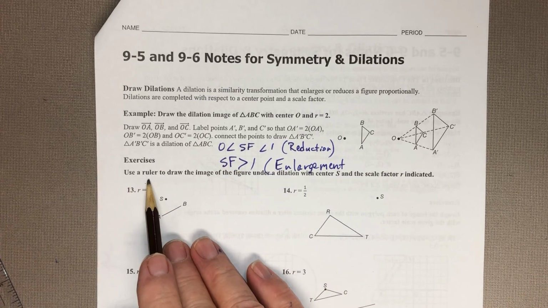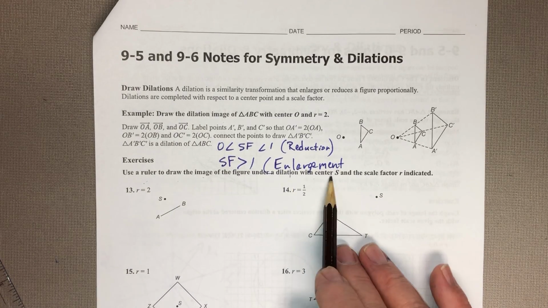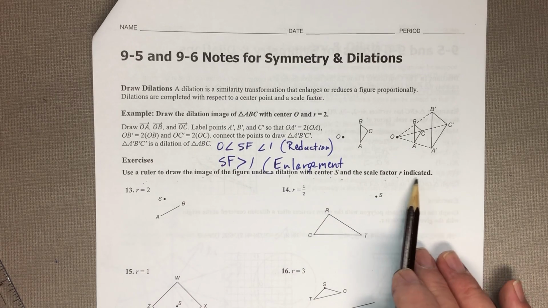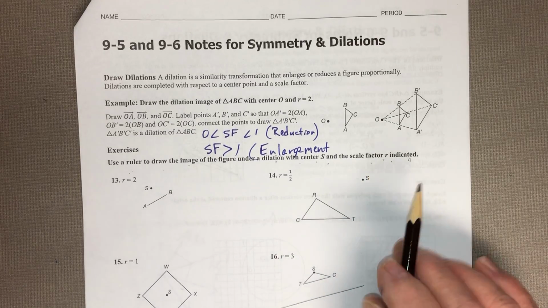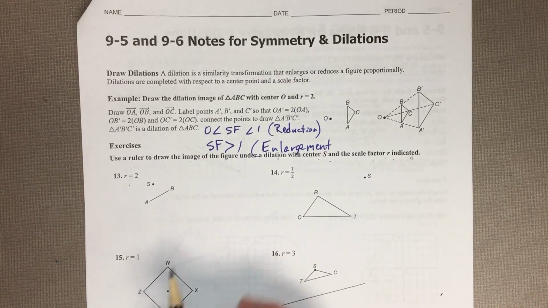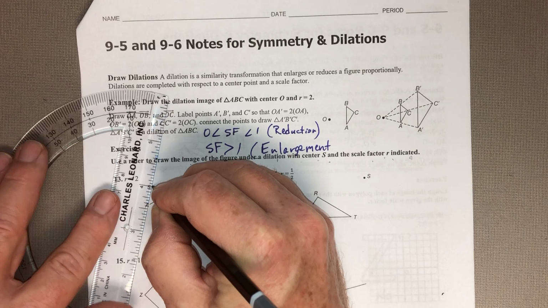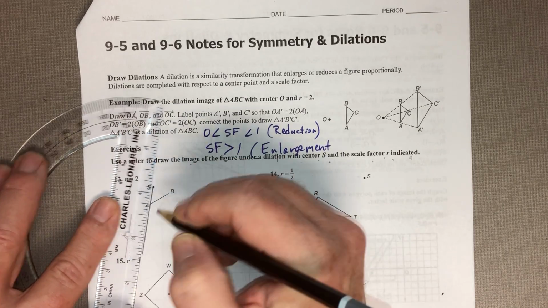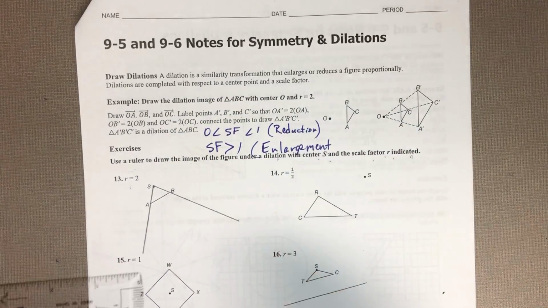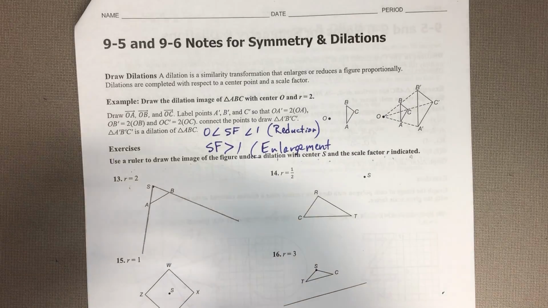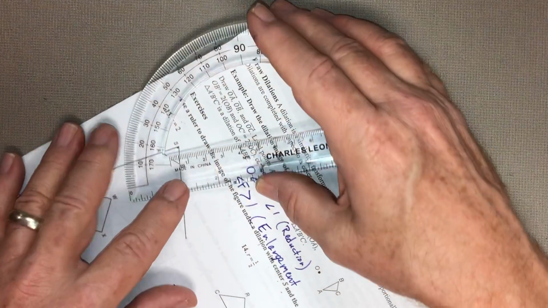The exercises say use a ruler to draw the image of the figure under a dilation with center S and a scale factor of R indicated. So here we're going to scale this segment up by 2. Okay, so what I'm going to do is draw from the center of dilation a segment through point A and also through point B. Okay. All right, and now I'm going to measure, and I'm going to do A one way and B another. I'm going to do A with centimeters.